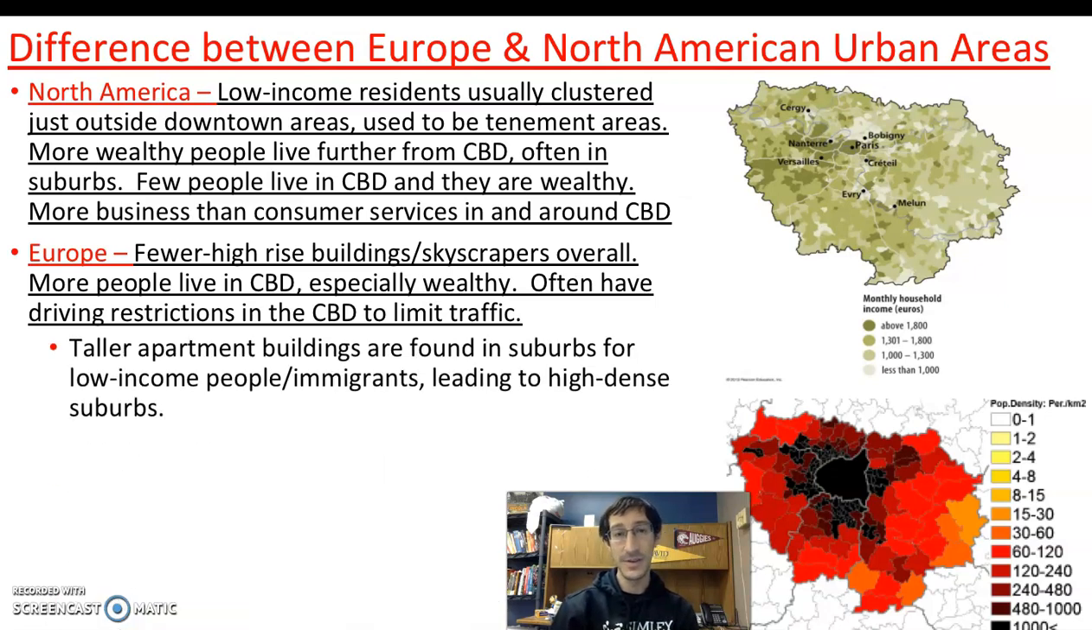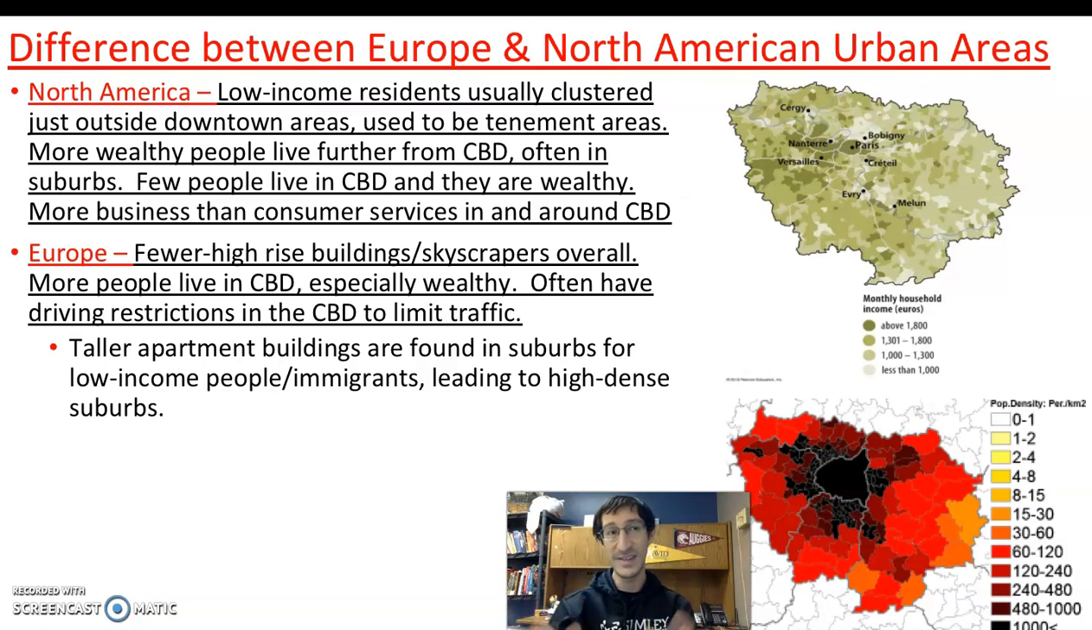Taller apartment buildings do exist in Europe, but most of them exist more outside the CBD in the, again, inner or outer ring suburbs, which is typically where we see more lower income people and immigrants living. So those are typically higher density than what we'd see initially in the Twin Cities metro area or other parts of the U.S., in terms of who's living there and how dense it is.